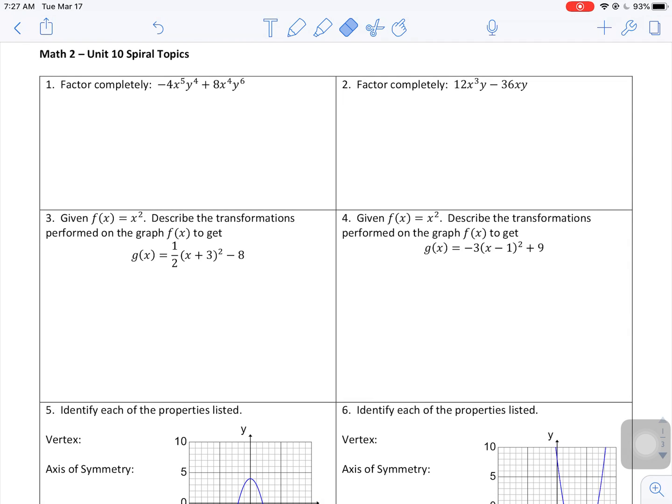I'm going to do the first column of problems for this Unit 10 Spiral Topics worksheet. All the questions on here should be at least vaguely familiar to you, and they're all spiral questions that pop up on the Unit 10 summative.